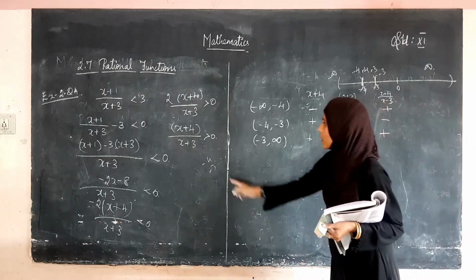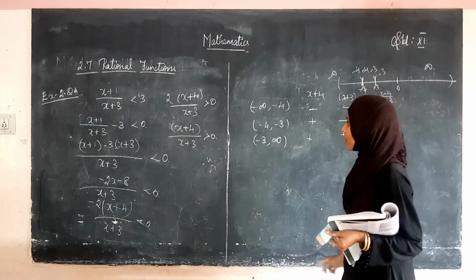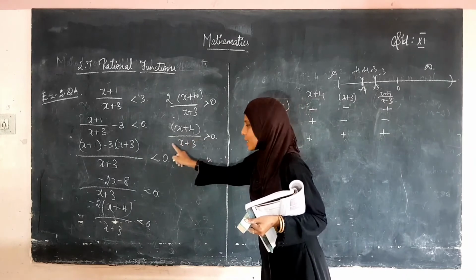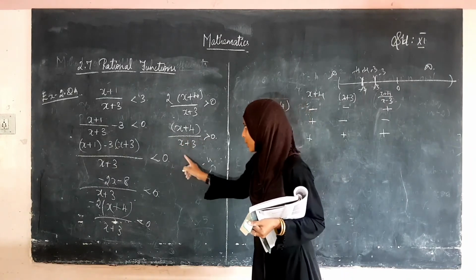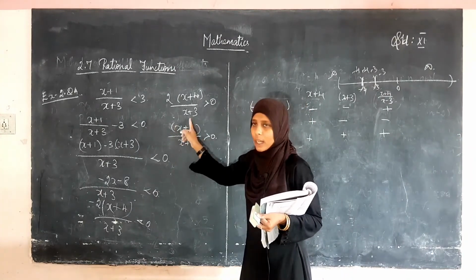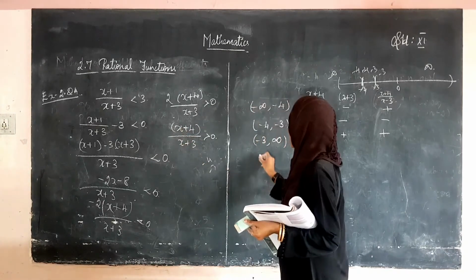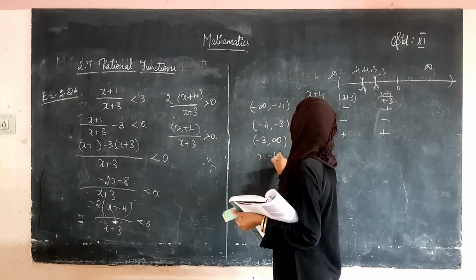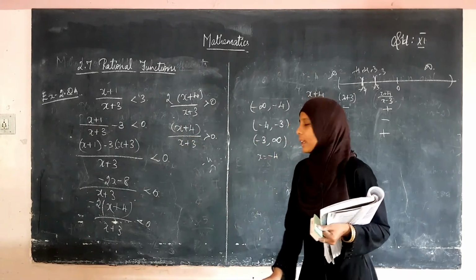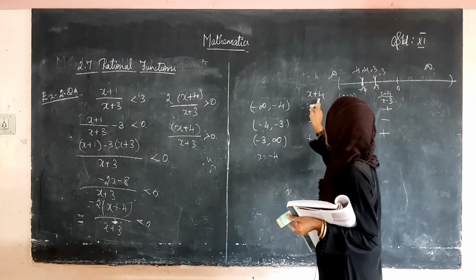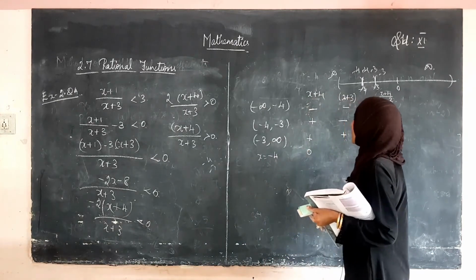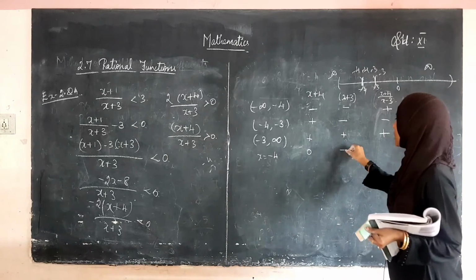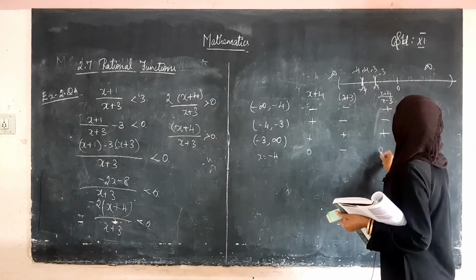So what's the question? And again see here, this rational expression should not be equal to 0, but this numerator may be equal to 0, right? So if x is equal to minus 4, what happens here? It is 0. 0 divided by anything is 0.